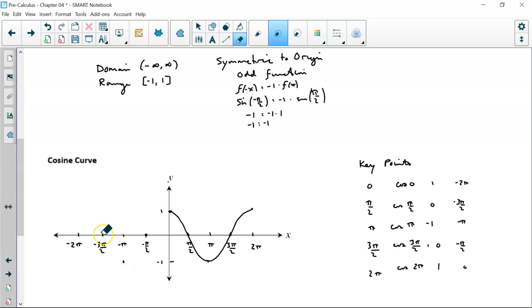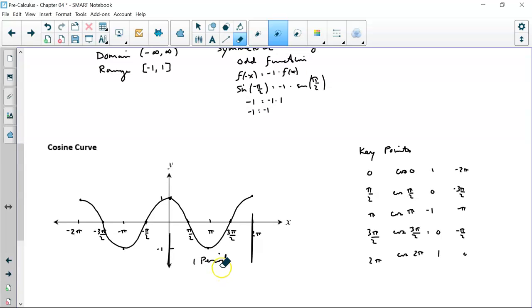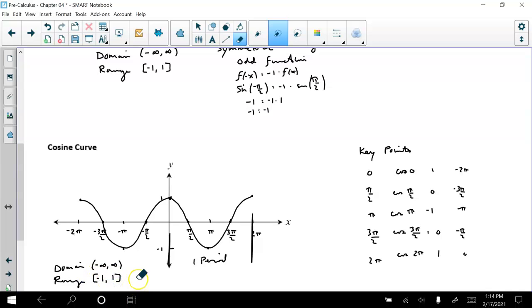At -pi, we're at -1. At -3 pi over 2, we're at 0. And then for -2 pi, we're at 1. So if we draw another period, it looks like this. One full period between 0 and 2 pi, that's one period. That's one time around the unit circle. Our domain is just the same as it was for sine. It goes from -infinity to infinity for our inputs, and our range goes from -1 to 1.